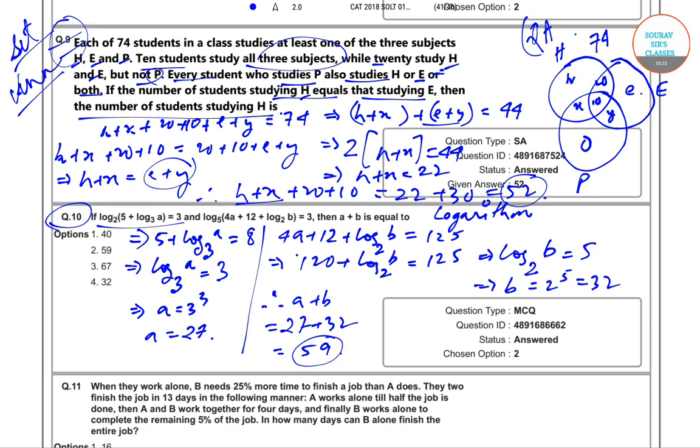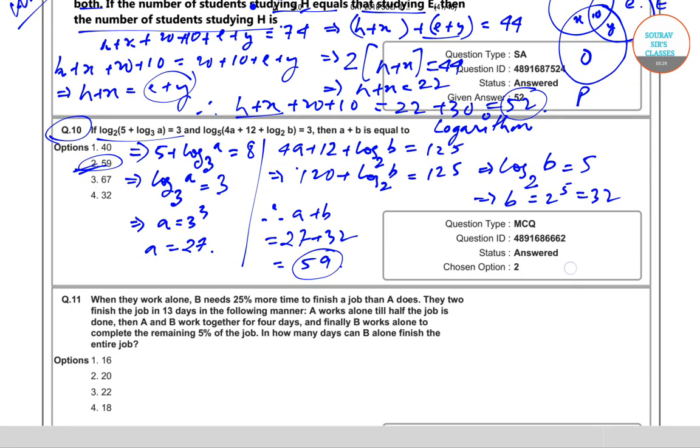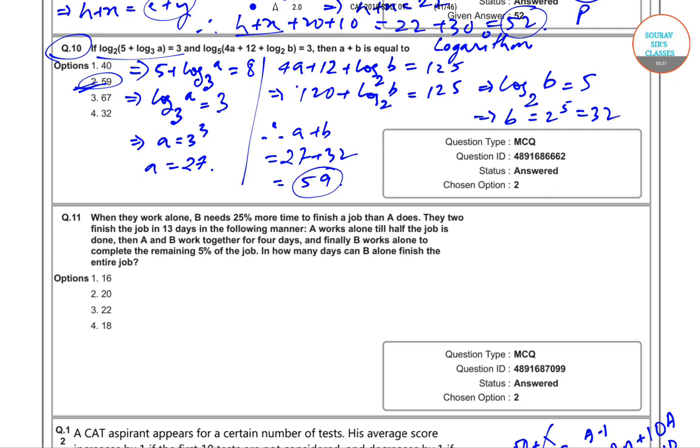So 59 is the answer, which is given by option 2 over here. Let's move on to the next question, which is question number 11. In this question number 11, this is again a question which is related to work and time.